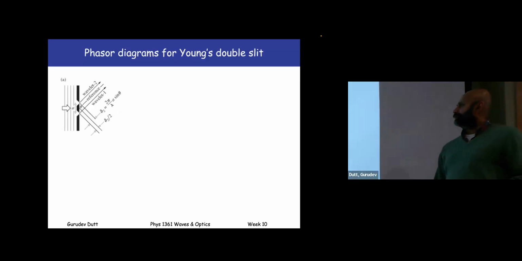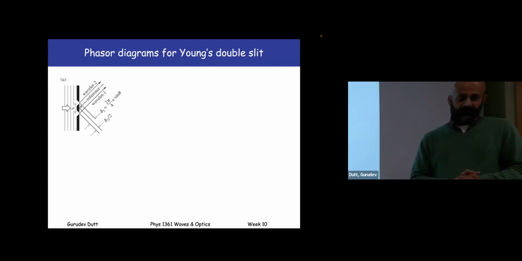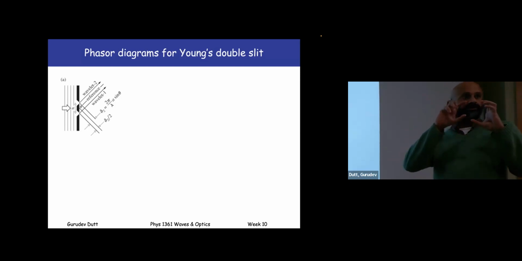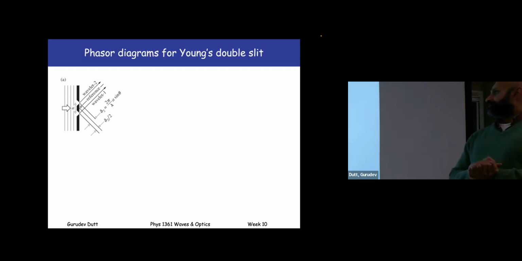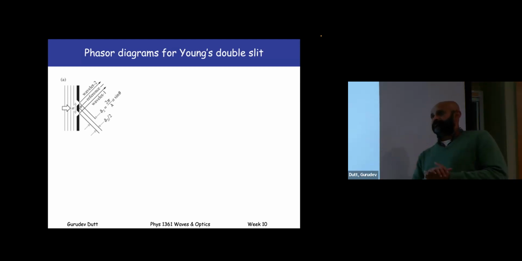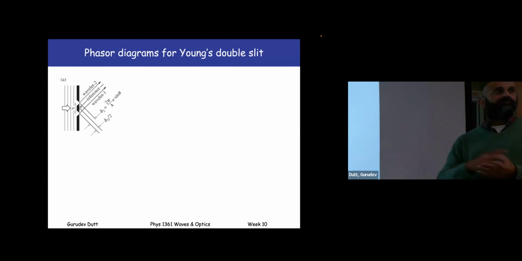Okay, and I just wanted to go through also phasor diagrams for Young's double slit. By the way, we'll come back to the question of why they were seeing the little dots in a minute. But I want to also go through the math of this in a way that's maybe more visual than the formula. So the formula we derived for the wavelength, but now we're going to use the phasor description.